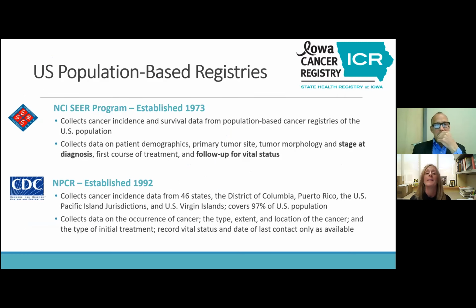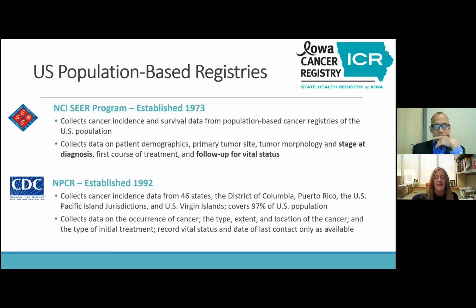So there are two main programs for population-based registries. The first is the SEER program that I mentioned that was established in 1973. So this collects both cancer incidence and survival data from population-based cancer registries in the United States. And so for population-based cancer registries, what I mean by that is that we are mandated by Iowa law to collect every cancer incidence in all residents of the state of Iowa. So we have to go out and collect that information, as well as do state data exchanges so that we can collect the information for people that may winter in Arizona, Florida, etc.